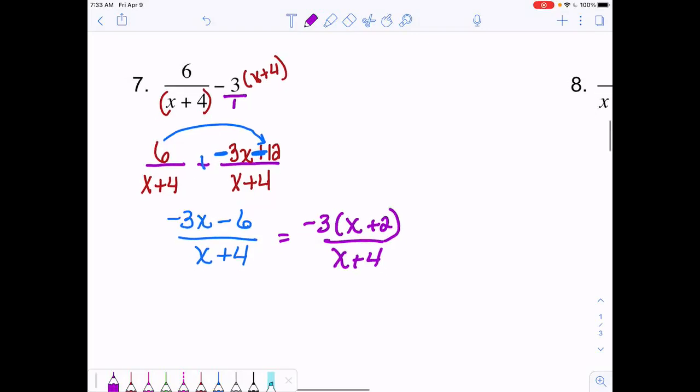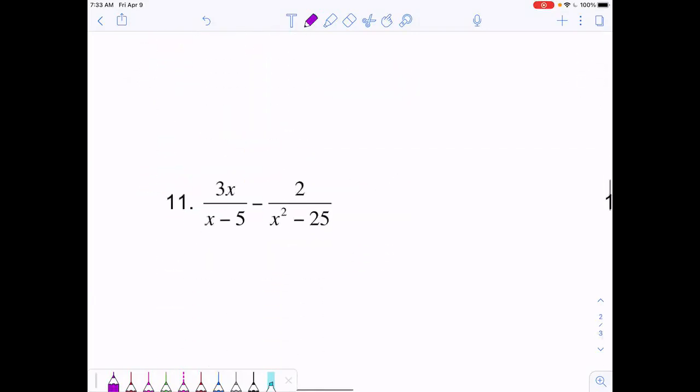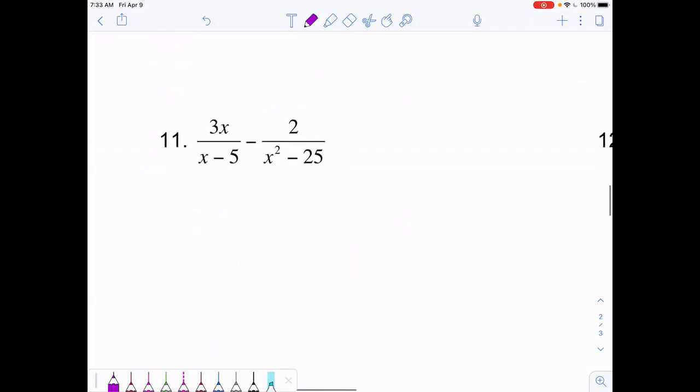So let's go down and look at number 11. So number 11, we have 3x over x minus 5. Another subtraction problem. So you're subtracting 2 over x squared minus 25. So what do you do first? Ava, what do you think you do first?